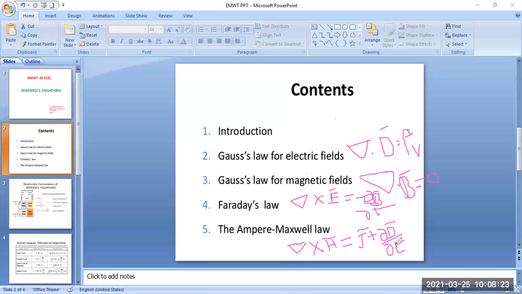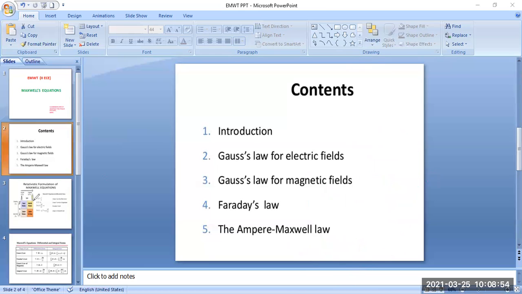Also, we can express dou D bar by dou t as epsilon into dou E bar by dou t. Why? Because D bar is equal to epsilon into E bar, which is the relation between electric flux density and electric field intensity. So this equation can also be written as del cross H bar is equal to J bar plus epsilon into dou E bar by dou t. Those are the Maxwell's equations.